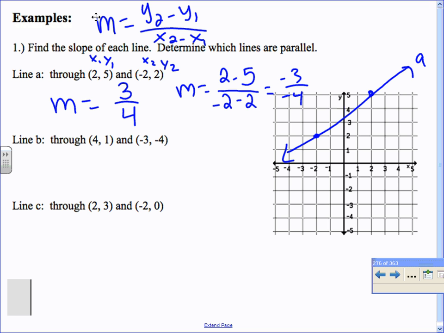All right, go ahead and get the slope of line B and line C. Then we'll graph each of those. So go ahead and find the slope of B and C. Line A, did you plot them? To the right 2, up 5. To the left 2, up 2.